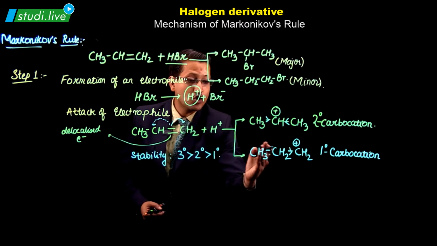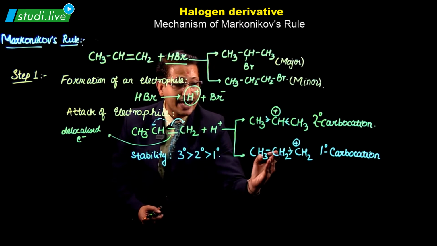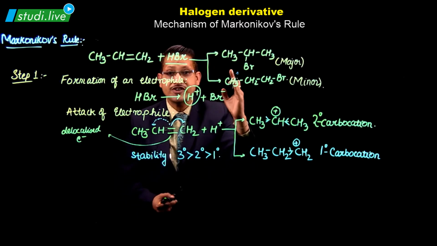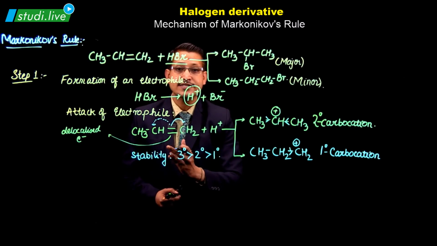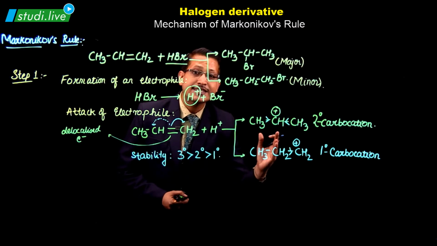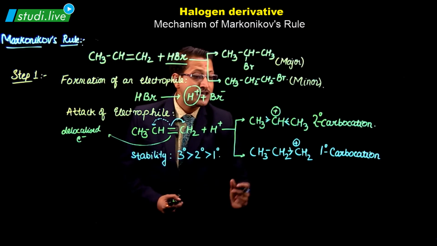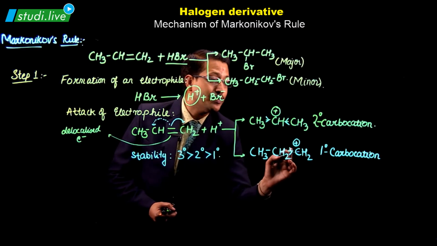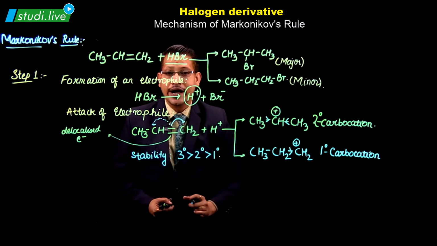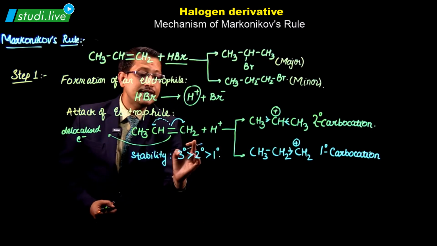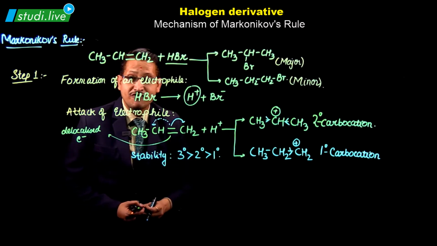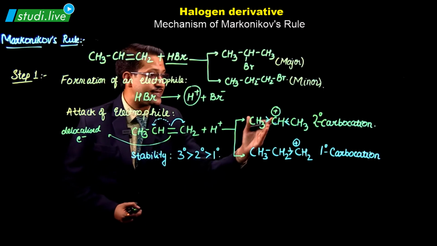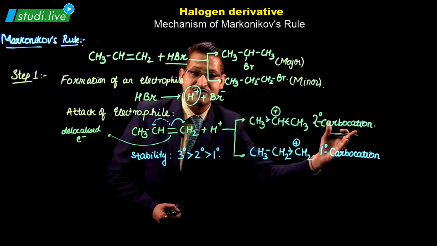Now you will say, sir, one more carbon is there? No, that carbon is far away. And already we know the concept of inductive effect. As the distance increases, inductive effect decreases or intensity gets reduced. So therefore, this effect is going to be lesser. And that's the reason why we say that 3 degree greater than 2 degree greater than 1 degree. So which carbocation will be formed according to this discussion? Yes, 2 degree carbocation will be formed.